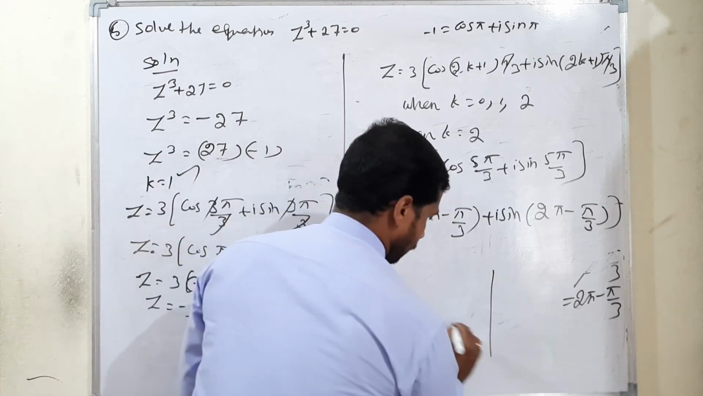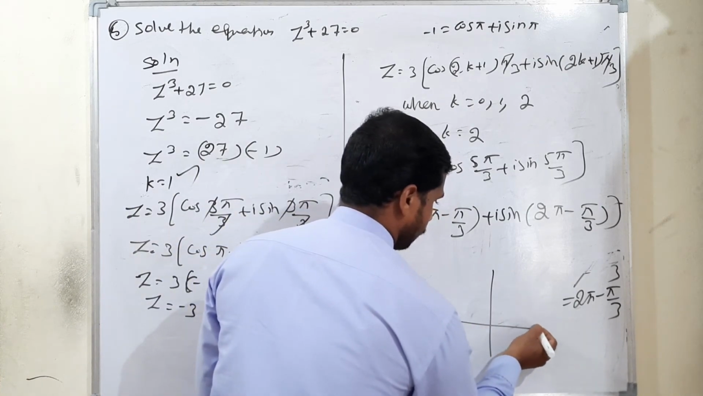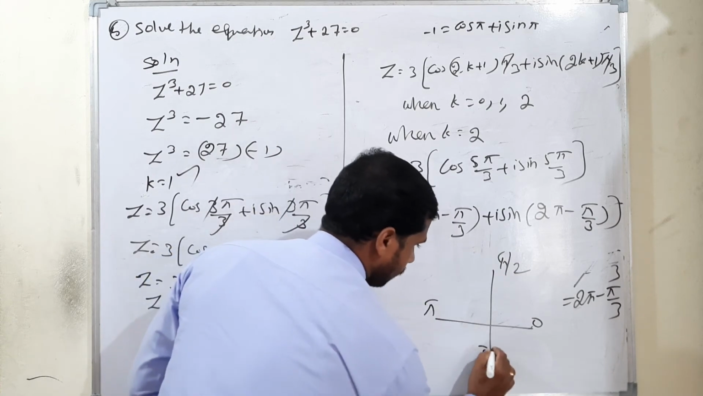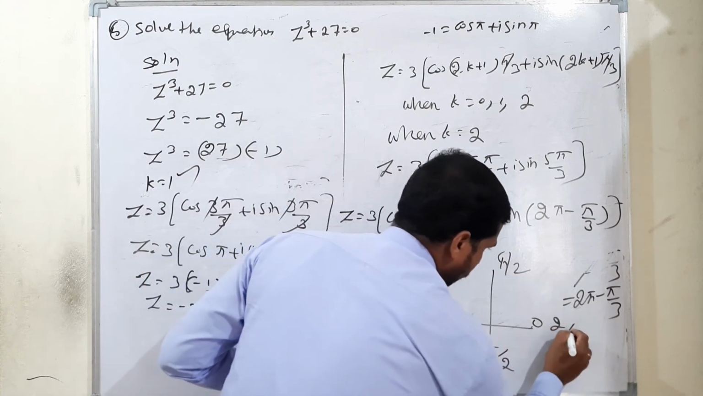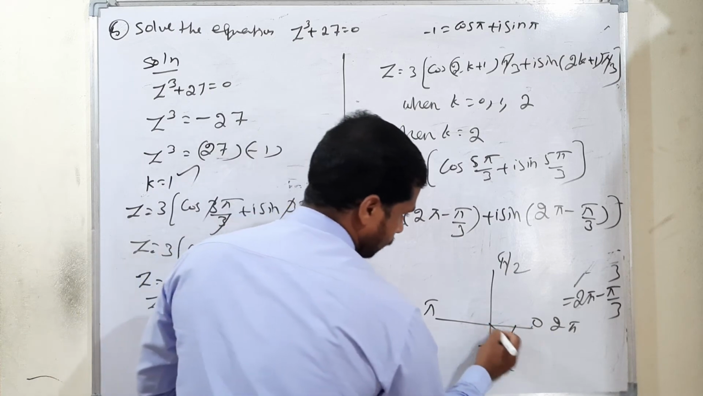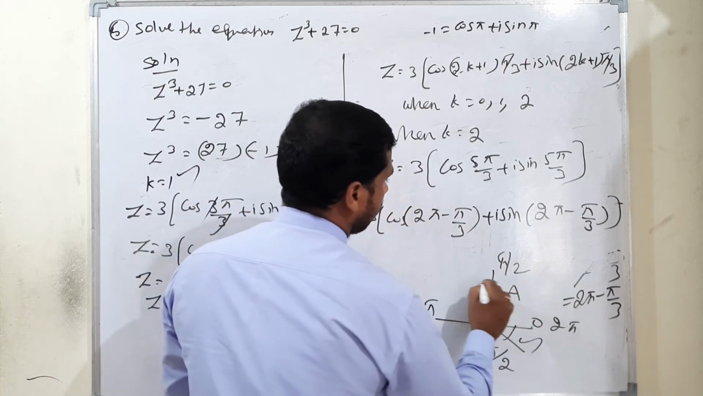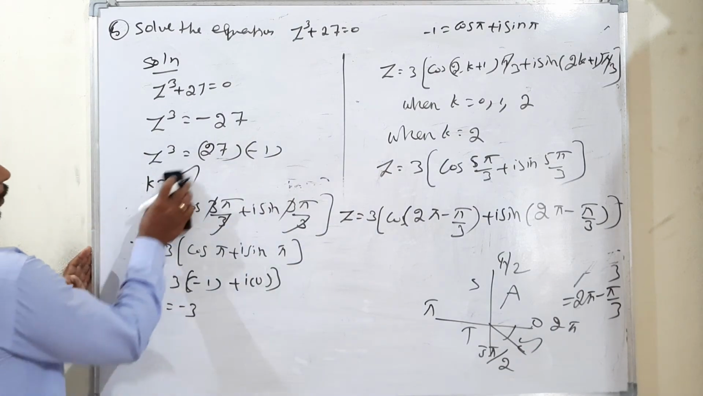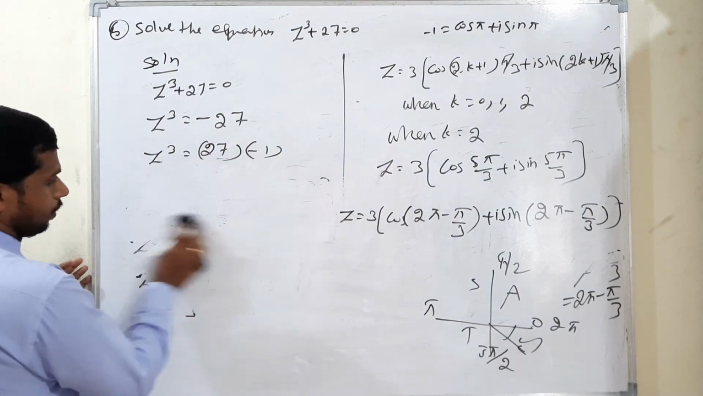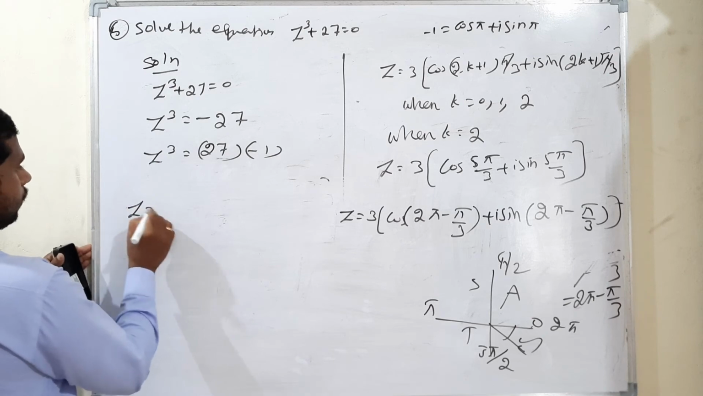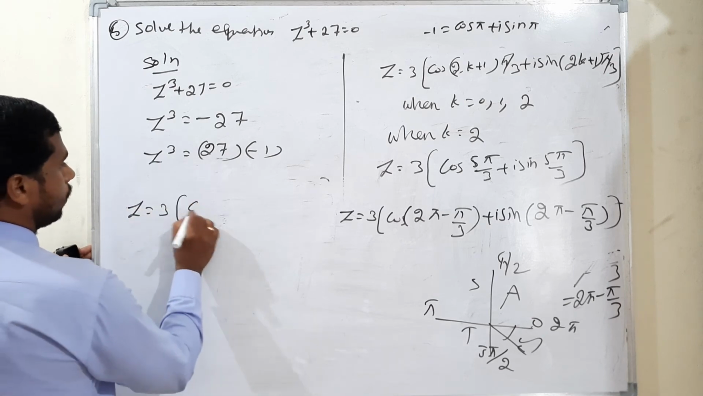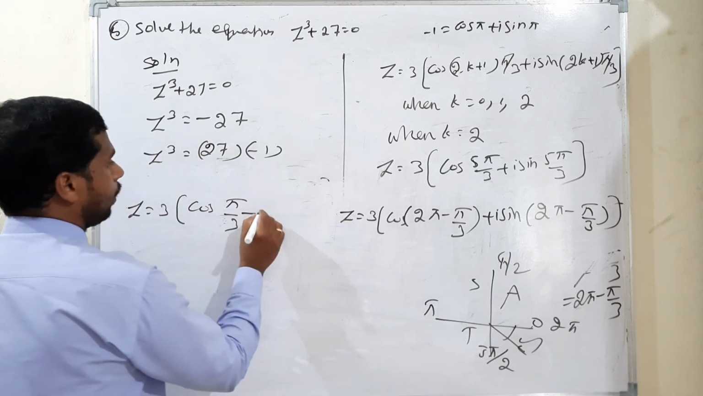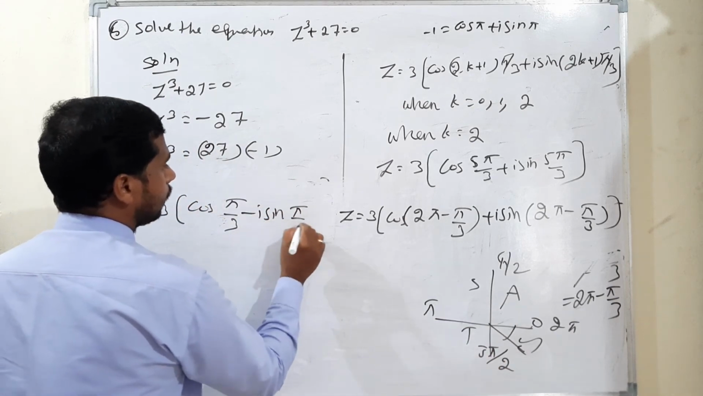So according to the circle, 0, pi by 2, pi, 3 pi by 2, 2 pi, but minus, again minus means fourth quadrant. Fourth quadrant means all silver tea cups, cos only positive, isn't it? So cos positive means z is equal to 3 into cos pi by 3, but sign will be negative, no? Minus i sin pi by 3.